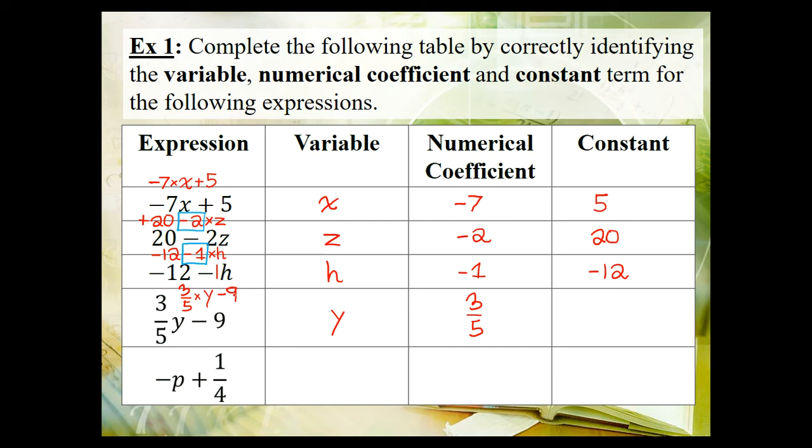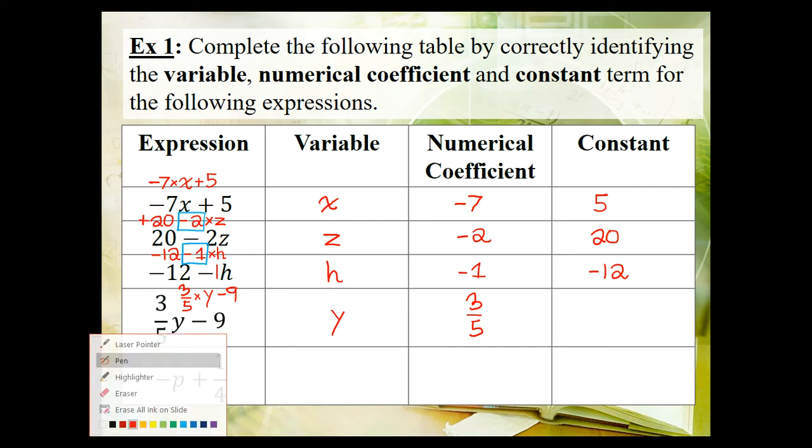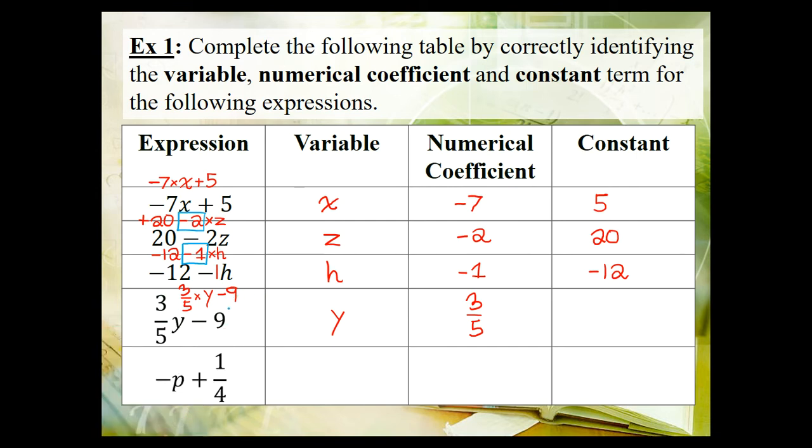Okay, what's the constant term? Well, the constant term is not only the 9, but the sign in front of the 9. So you'd actually have to include that negative as well. So this would be a constant that's negative 9. Okay, so it's separated through subtraction in this situation.